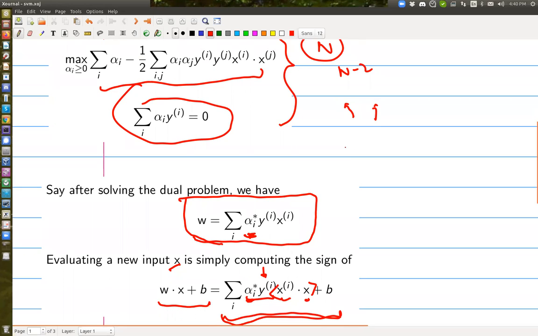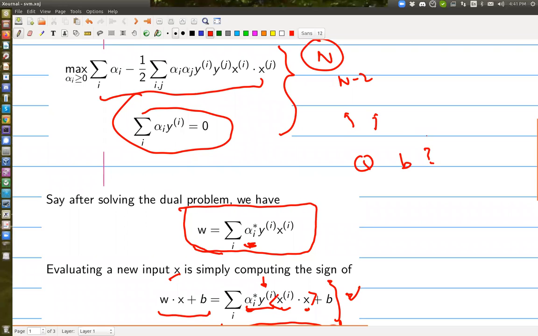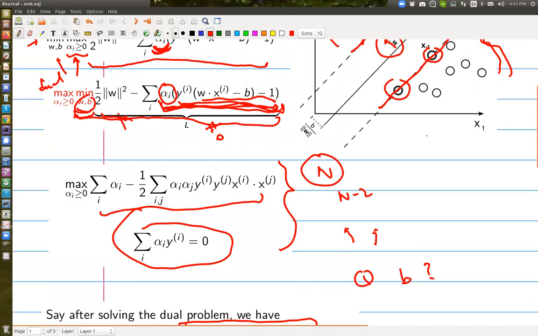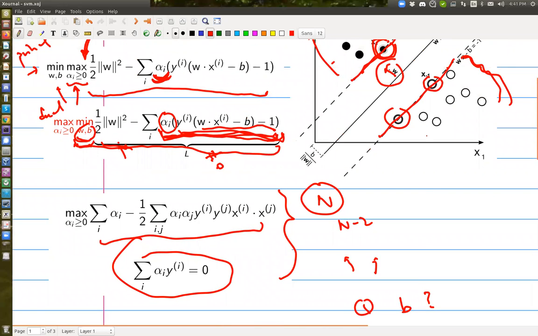I have this thing right here. So what is B then? I don't know what B is yet. So how do I compute B? How do I determine B? You don't need to write down the equations, but can you explain that in a sentence? How do I determine B?